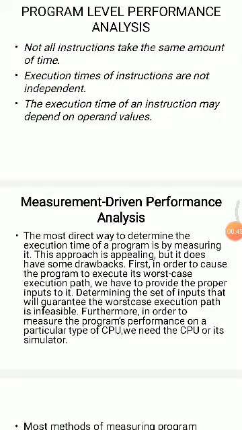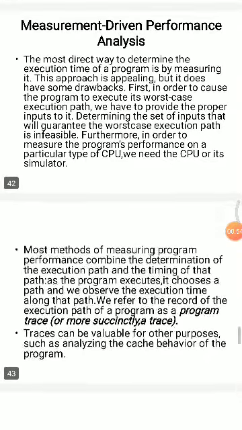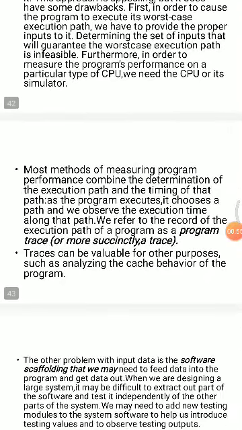Furthermore, in order to measure the program's performance on a particular type of CPU, we need the CPU or its simulators. Most methods of measuring program performance combine the determination of the execution path and the timing of the path. As the program executes, it chooses a path, and we observe the execution along the path. We refer to this as a program trace. The traces can be used for other purposes, such as analyzing the cache behavior of the program.